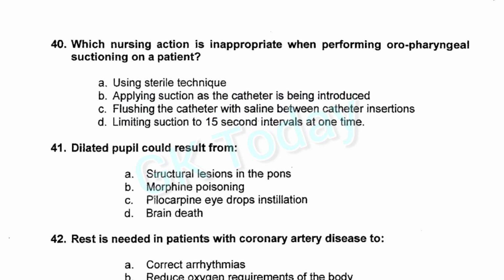Question number 40. Which nursing action is inappropriate when performing oropharyngeal suctioning on a patient? Correct answer is option B, applying suction as a catheter is being introduced. Question number 41. Dilated pupil could result from? Correct answer is option D, brain death.